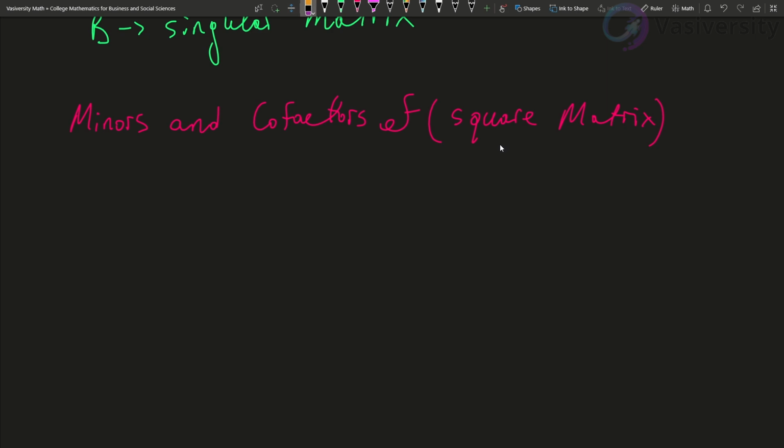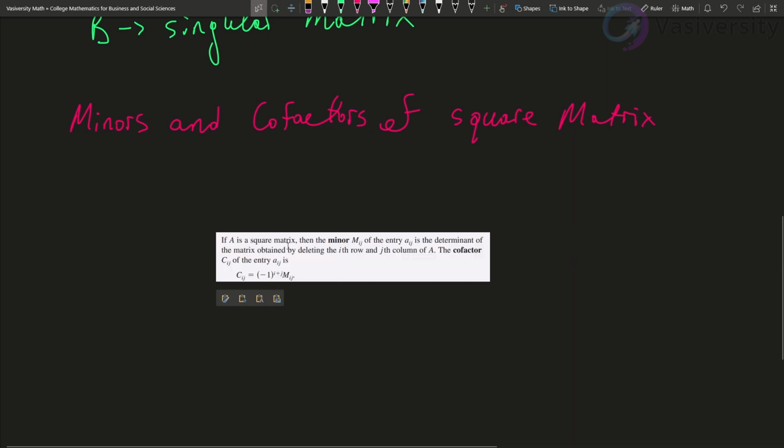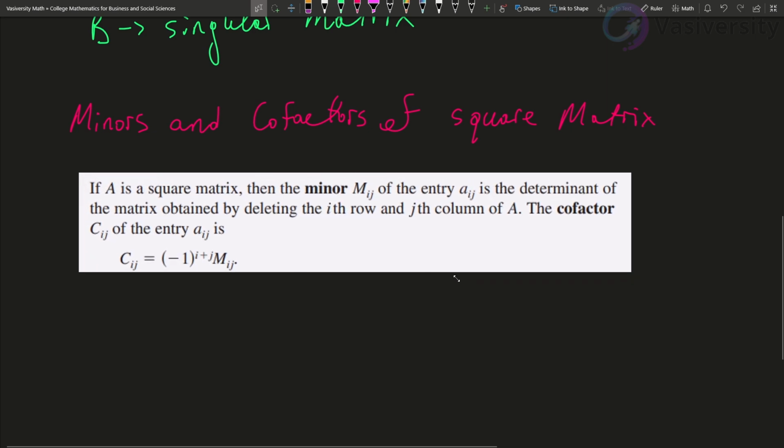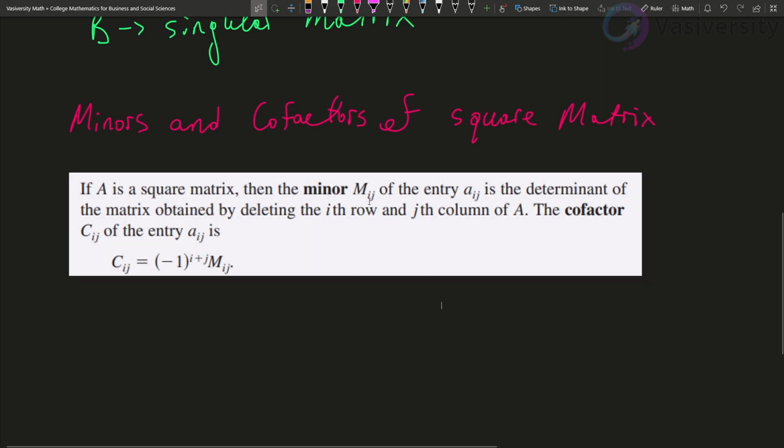Okay, so let's take a look at the definition of the minor and cofactor. If we have a matrix A and we want to obtain the minor, which we write as M sub ij, of an entry a sub ij, it is the determinant of the matrix obtained by deleting the ith row and jth column of A. And the cofactor C sub ij of the entry a sub ij is as follows.